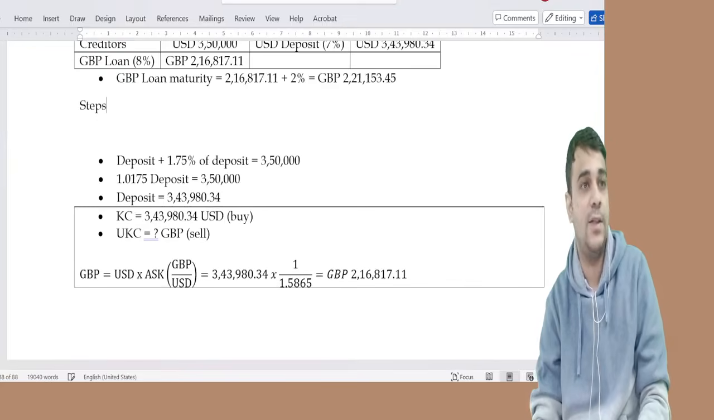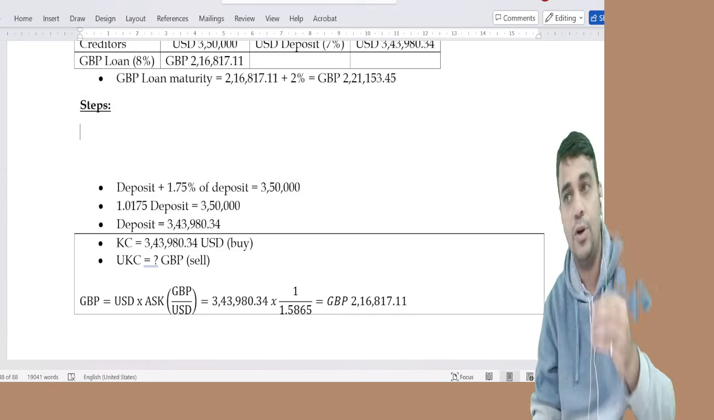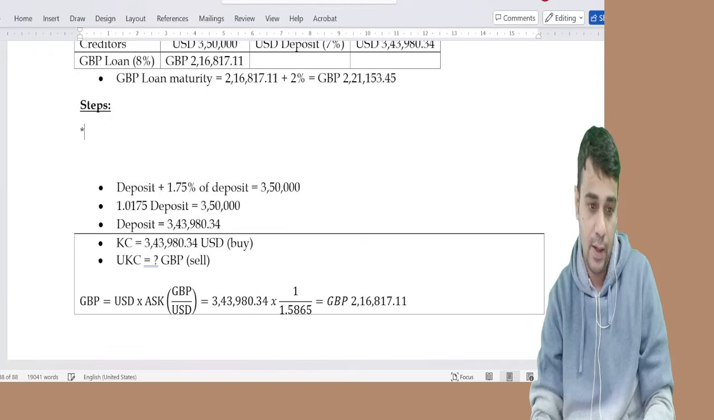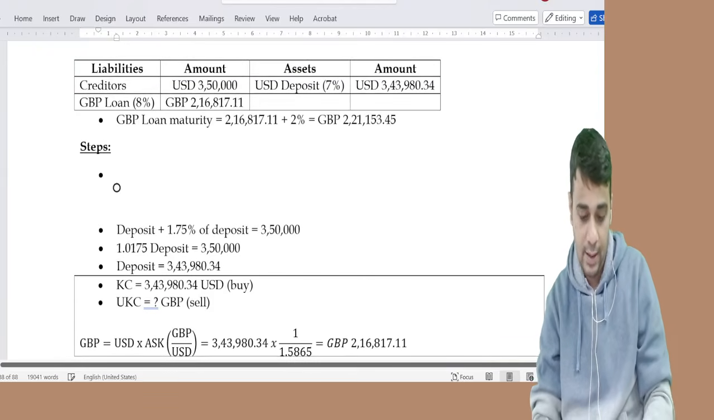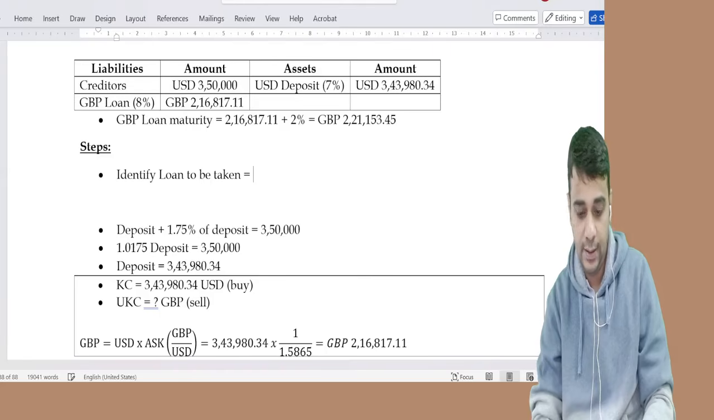This is small steps. Detailed steps are there in the material. In case in the exam you want to write small steps, just write small steps. Point number 1. Identify loan to be taken.